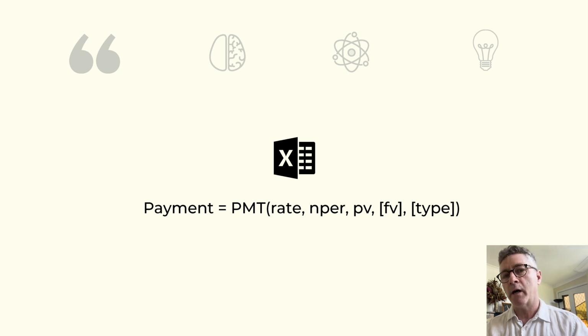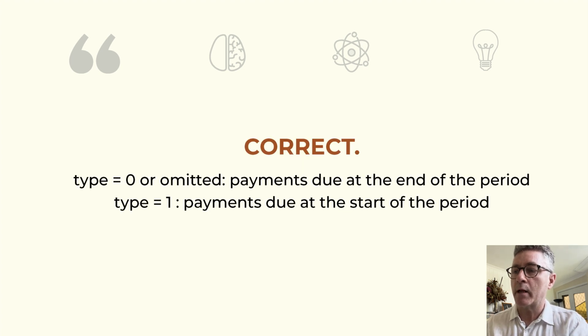An optional variable is the future value, and in fact, we need that. We know that it's $10,000. And type is by default, I'm thinking probably 0. Payments are due at the end of the period, and that will be the case with this example.